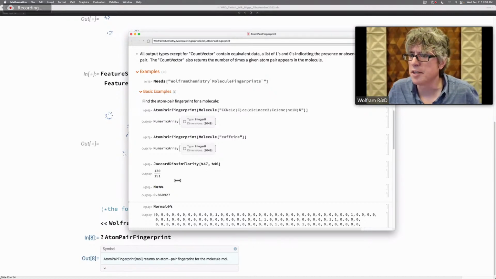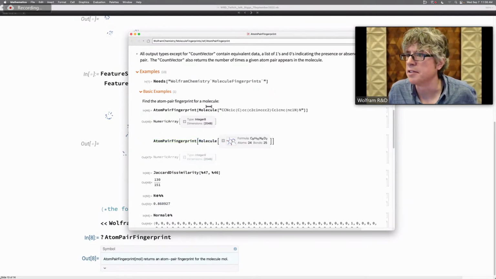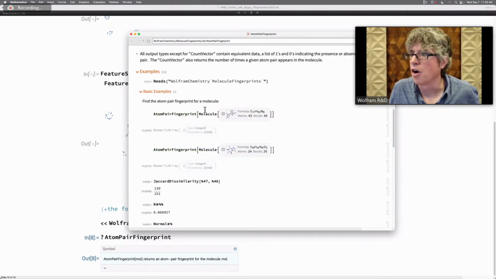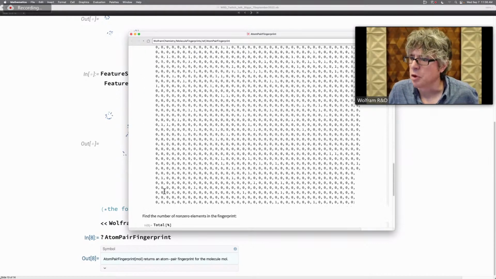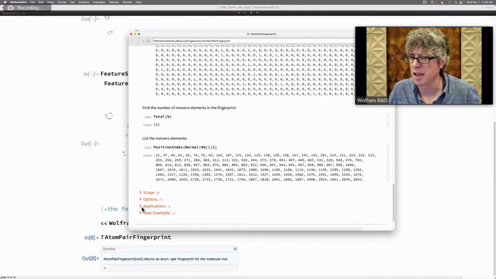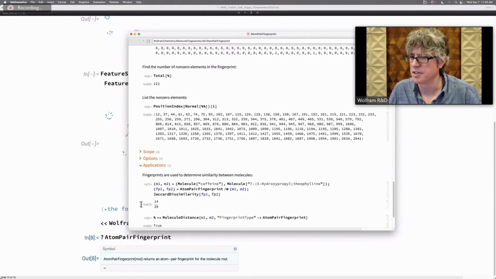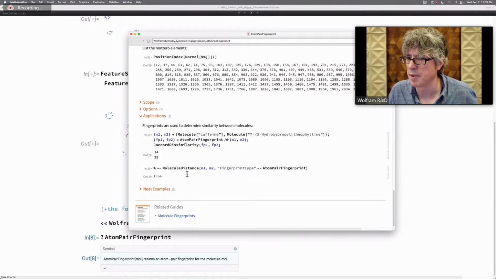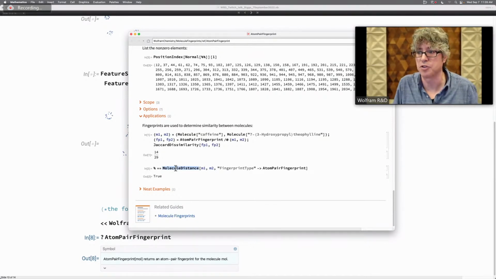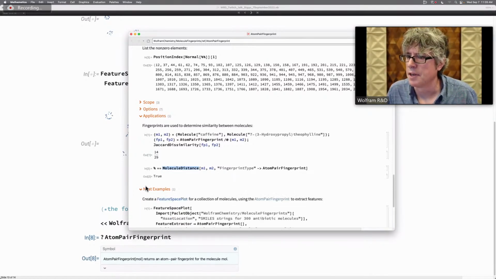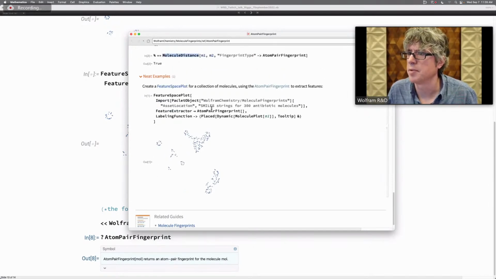Okay, so these two molecules here, caffeine and this particular molecule, are 86% dissimilar, is what this says. And so that's interesting. You can do lots of different fingerprint dissimilarities between molecules. In this package, there is a molecule distance function so that you don't have to first generate the fingerprint and then call for the Jaccard dissimilarity. It just comes out.